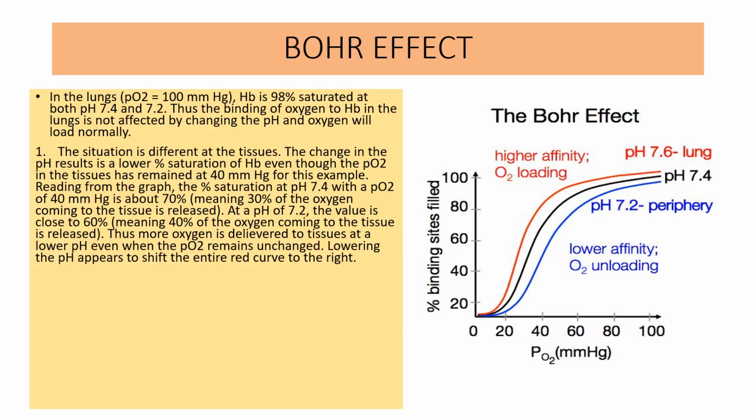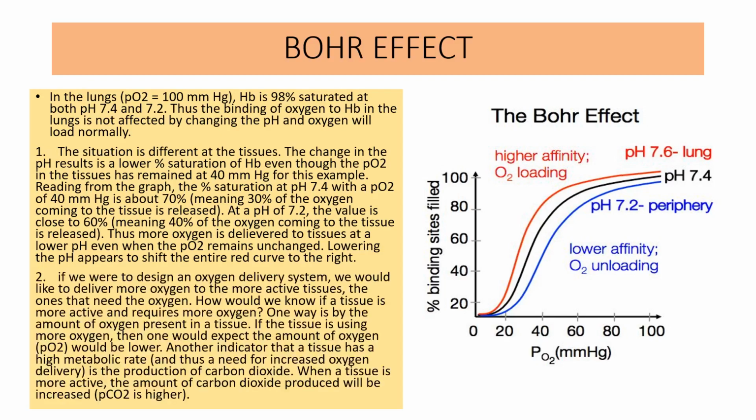What does it mean? It means that 30% of oxygen coming to the tissues is released. At pH 7.2, the value is close to 60%, which means 40% of oxygen coming to the tissues is released. Thus, more oxygen is delivered to the tissues at lower pH, even when the partial pressure of oxygen remains unchanged. Lowering the pH appears to shift the entire red curve towards the right.